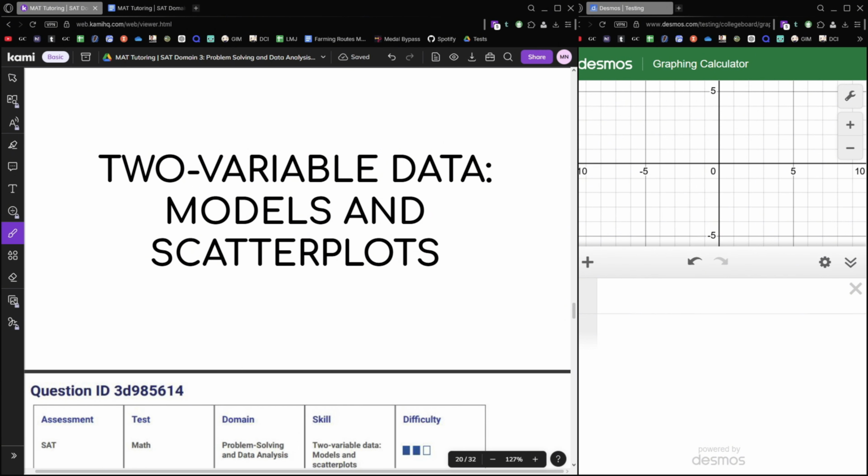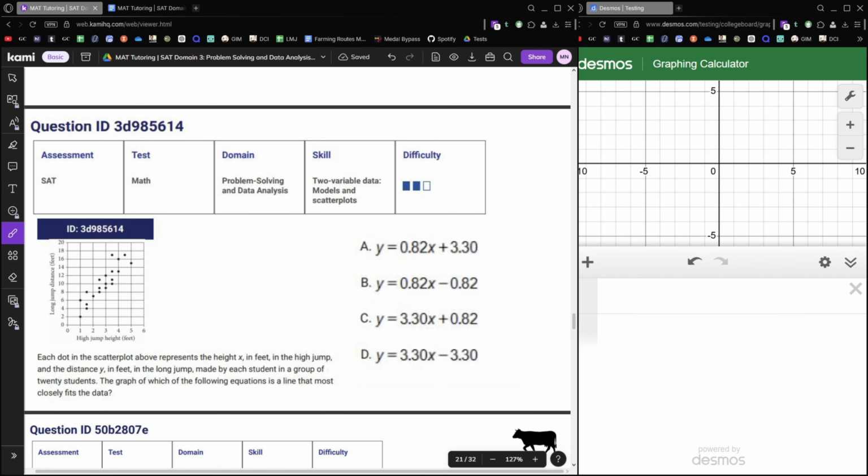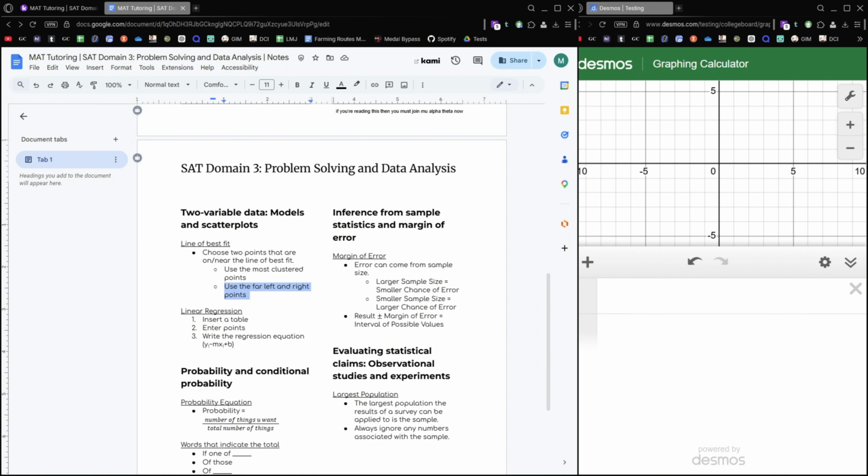Now we're moving on into our next topic. Let's get started with slide number 21. Here they give us a scatter plot and ask us for an equation that gives the line of best fit. The line of best fit is basically just going to be a line that goes through most of the points, so something like that. Now you could calculate the line itself by doing linear regression, and I do go ahead and explain so in the notes.